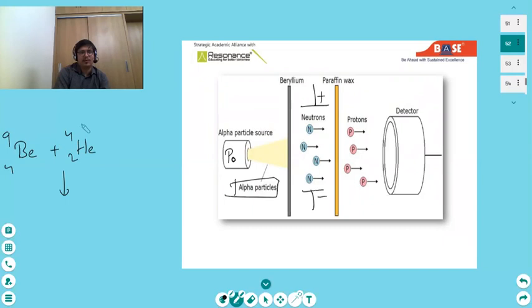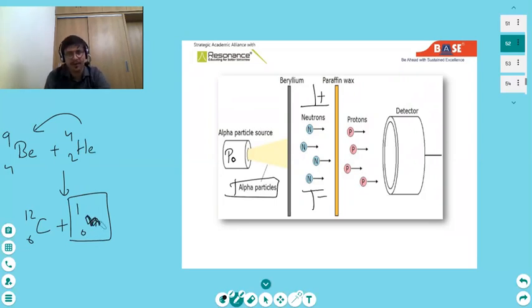So when it goes and bombards this, what do you get? You get carbon 12 and 6, and you get a neutron 1 and 0. So this is the reaction which was seen here. I thought to avoid it, but I feel you will digest it. That's why I'm giving it. So when beryllium is bombarded with helium or alpha particles, the reaction looks like this. You will get a carbon 12 isotope and 1 neutron. So 9 plus 4 is 13, and 12 plus 1 is 13. And 4 plus 2 is 6, and 6 plus 0 is 6. That's it.